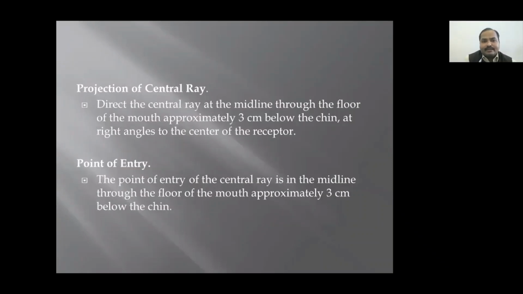Then projecting the central ray, direct the central ray at the midline through the floor of the mouth approximately 3 centimeters below the chin and at right angles to the center of the receptor, because this will be 90 degrees view or the cross-sectional view. We have to position the central ray accordingly. And the point of entry of the central ray will be in the midline and through the floor of the mouth approximately 3 centimeters below the chin.